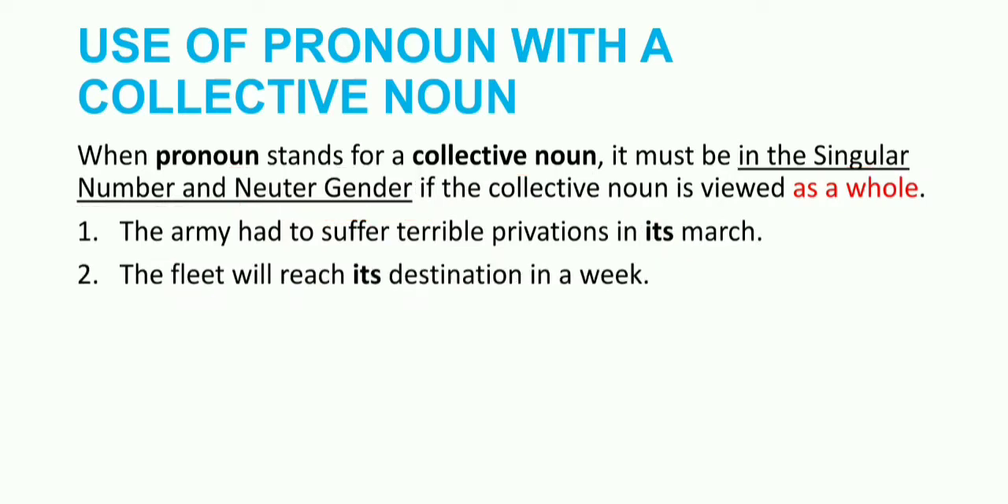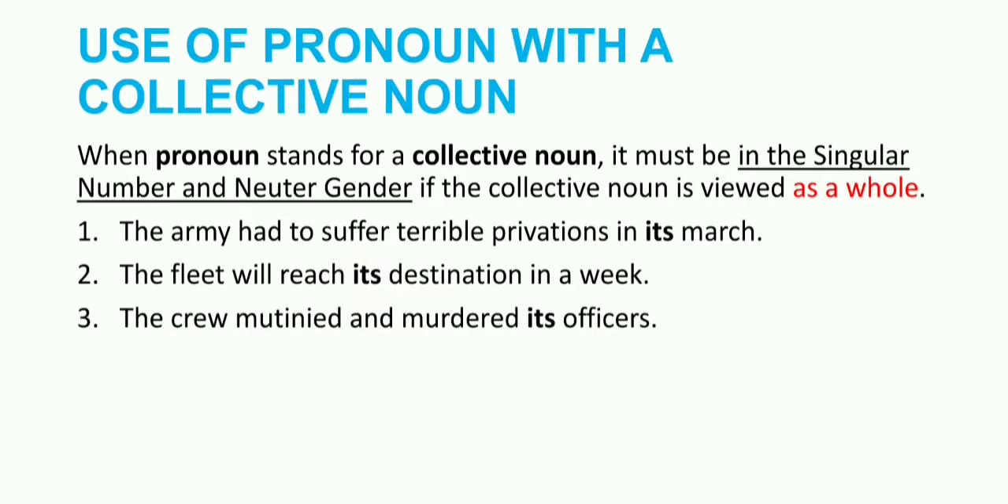The next example is: the fleet will reach its destination in a week. The same is the case with fleet. Fleet is a collective noun, and for a collective noun we are using its as a neuter gender. The third example: the crew mutinied and murdered its officers. Here again we have the collective noun crew, and we are using the neuter gender pronoun it for the collective noun.